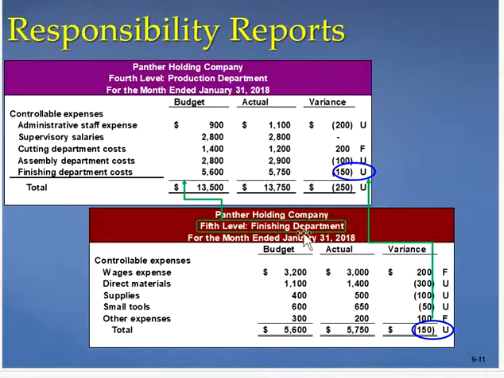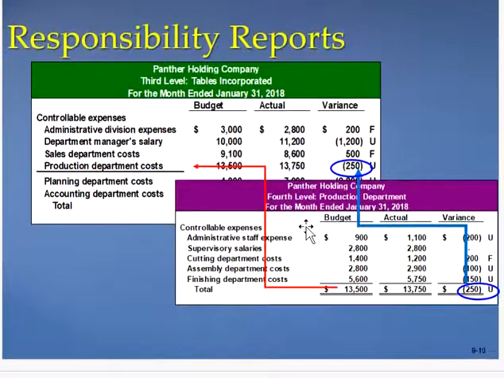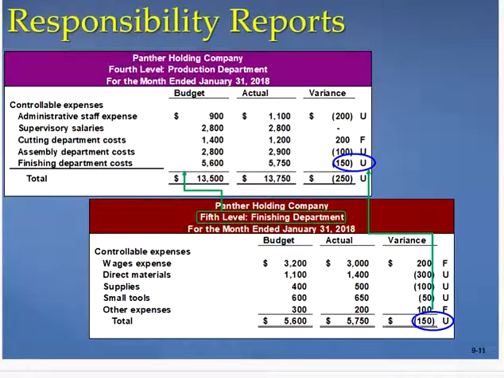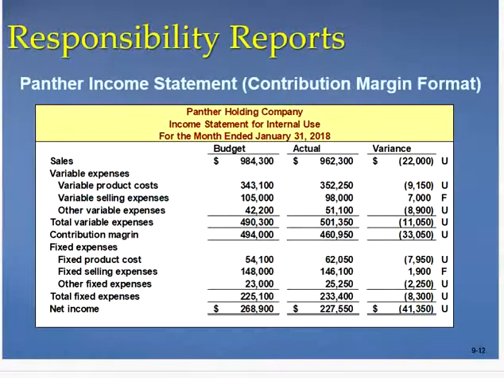A supervisor of a finishing department should explain why he has an unfavorable variance to his production manager, because then the production manager can explain to the next level of responsibilities. So now we can break down up to a lower level, and we can move now to responsibility reports.